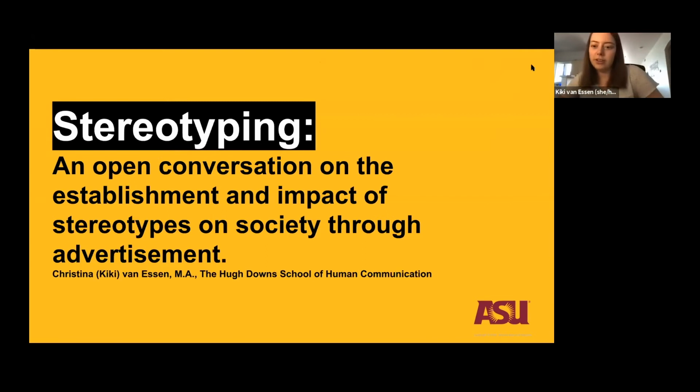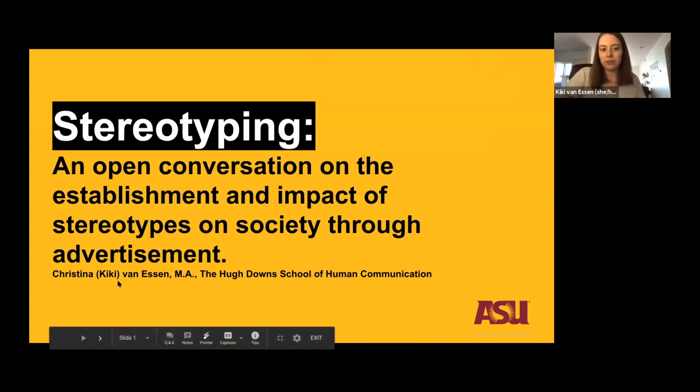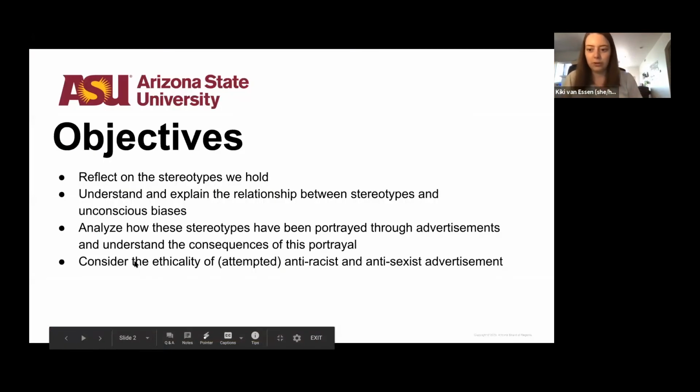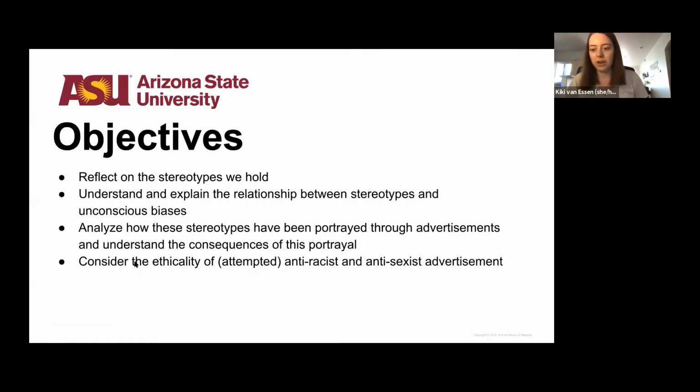I'm talking about stereotyping and especially about opening up the conversation about the establishment and impact of stereotypes on society and looking at it through advertisements. So I have an activity that consists of 7 different steps. And before getting into the steps, I just want to highlight some of the objectives that I have with this specific activity.